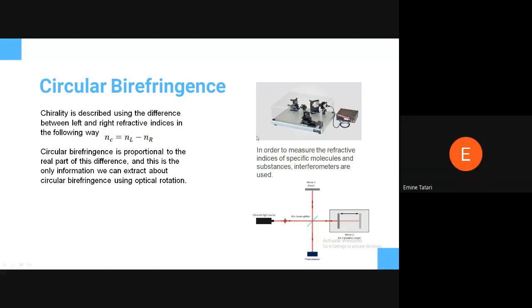Also, there is an instrument that can measure the refractive index, known as the interferometer. It is composed of a light source, which is here. Here we have two pictures. One is the real life picture, and the other is a planar picture. We have the light source, two mirrors, and a photo detector, which measures the refractive index.